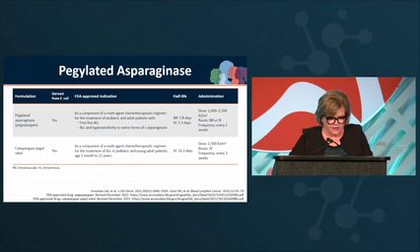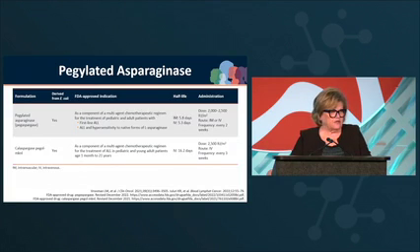And then there is recently a new formula of asparaginase, and the advantage of this is that it has a longer half-life, about 16.2 days. But this is just being introduced into therapy, and the application of this is not as well described.